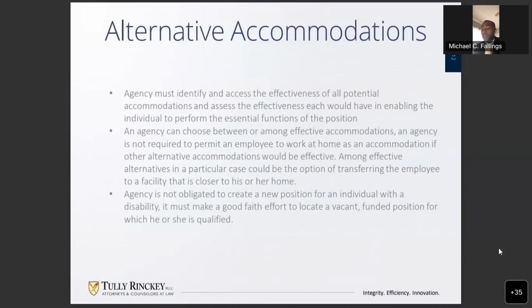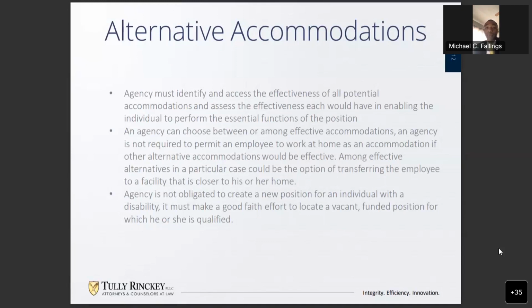So an agency must identify and assess the effectiveness of all potential accommodations that would enable the individual to perform the essential job functions. So the agency could choose between any effective accommodations. It is not required to choose the employee's request for an accommodation to work from home.